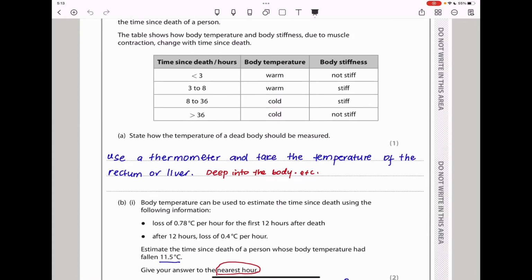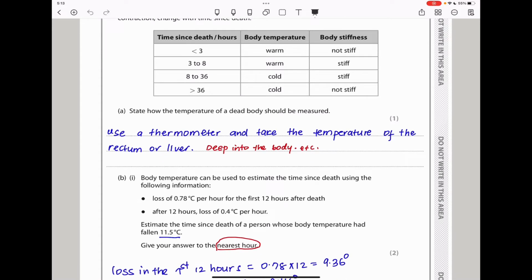So let us see. They say, state how the temperature of a dead body should be measured. You can use a rectal thermometer to measure in the rectum, or it should be in the liver or deep within the body. Any organ deep within the body can be used. So you will insert the thermometer and take the temperature, which is the core body temperature, in the rectum or in the liver.